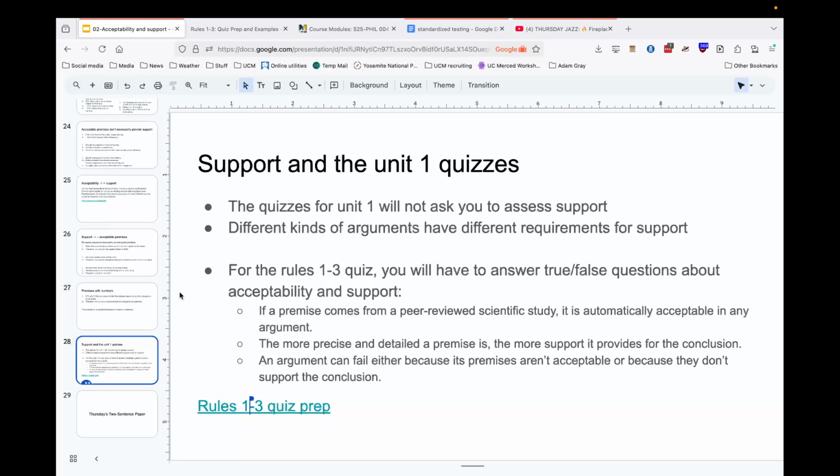Ayush? Say again a little louder. Yeah, this one is true. This one is basically asking, what are the 2 things we look for when we assess an argument? We look to see if its premises are acceptable, each taken individually, and we look to see, taken collectively, do they support this particular conclusion? So this one is true.